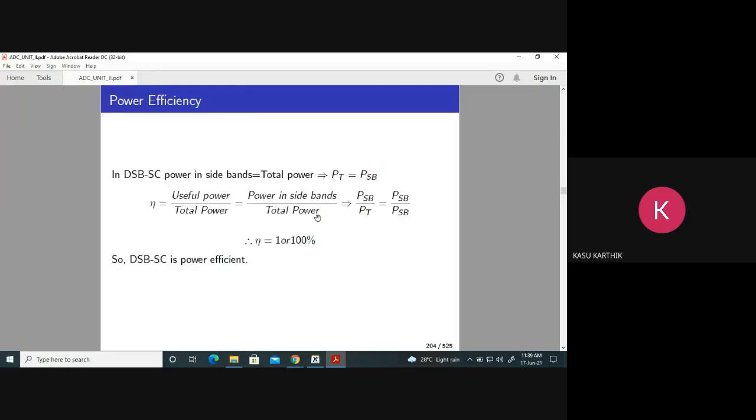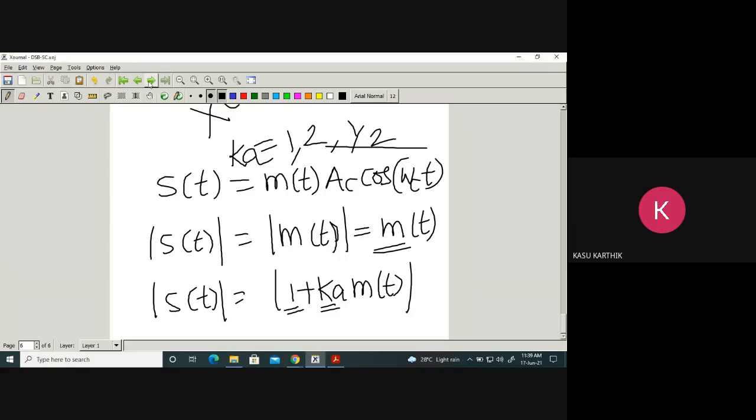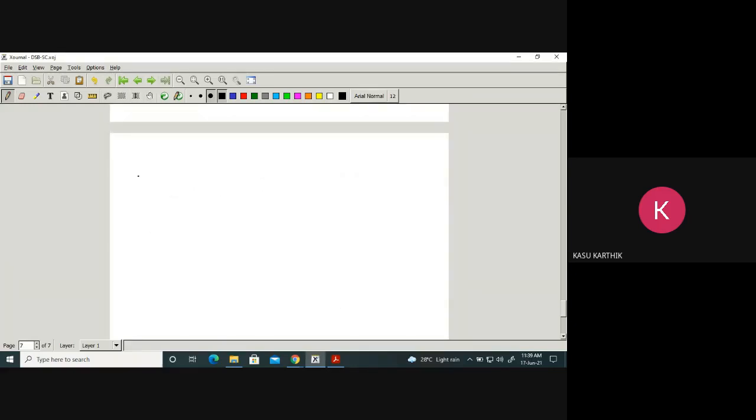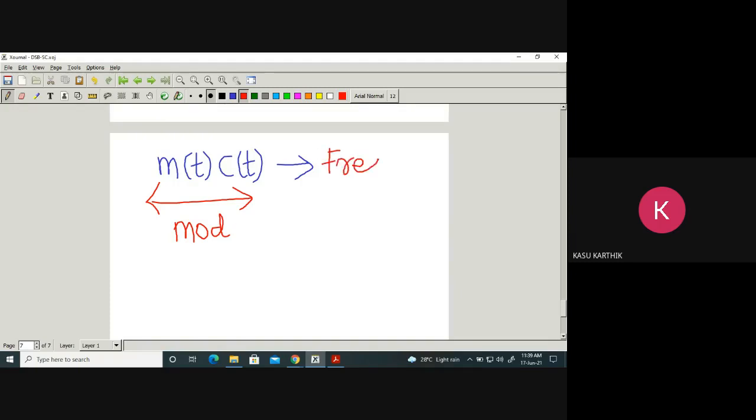Now, if it is not demodulated by ED, how is it demodulated? First of all, what is modulation? We have discussed so many concepts about modulation. Basically, if you multiply M of t into C of t, this is modulation. What is happening here? Frequency translation.